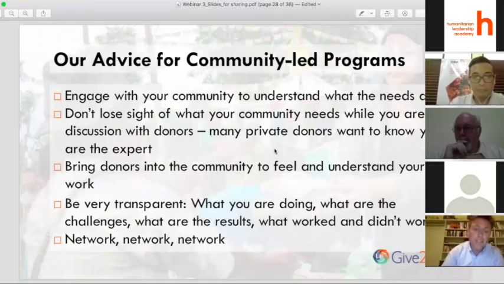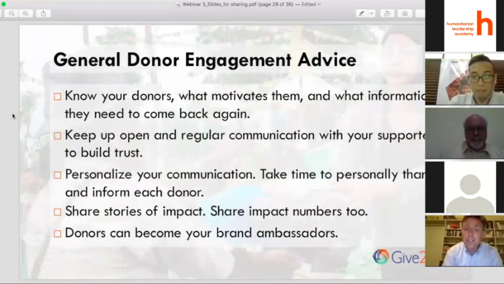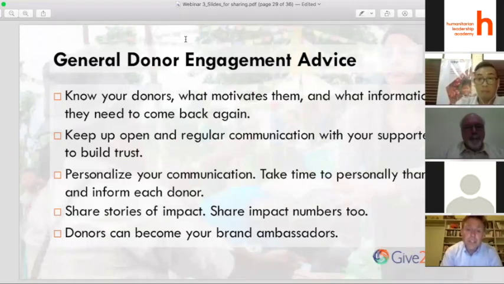And again, be transparent and network, build those relationships. I'm going to quickly touch on general donor engagement advice. Understand what motivates them. Again, as I mentioned with corporations, understand what they give to, but also understand what information they want, and how to steward them so that they will come back again and again. Keep regular and open communication with your supporters.